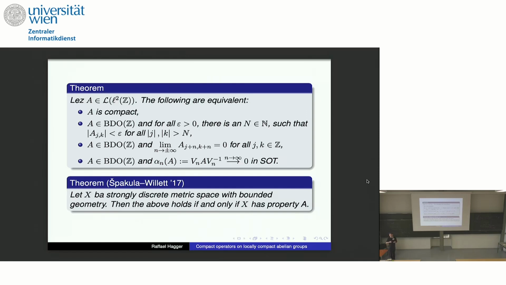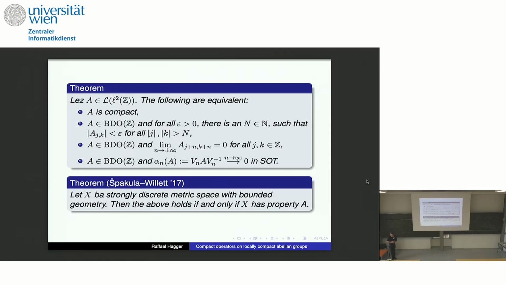So strongly discrete just means that the set of all possible distances between 2 points is also a discrete set. You take all possible distances between 2 points. This is a discrete set, and it's called strongly discrete. And bounded geometry means every ball of a fixed radius has only a bounded number of elements, right? So for every radius, there is an n such that every ball of that radius has at most n elements. That's bounded geometry.